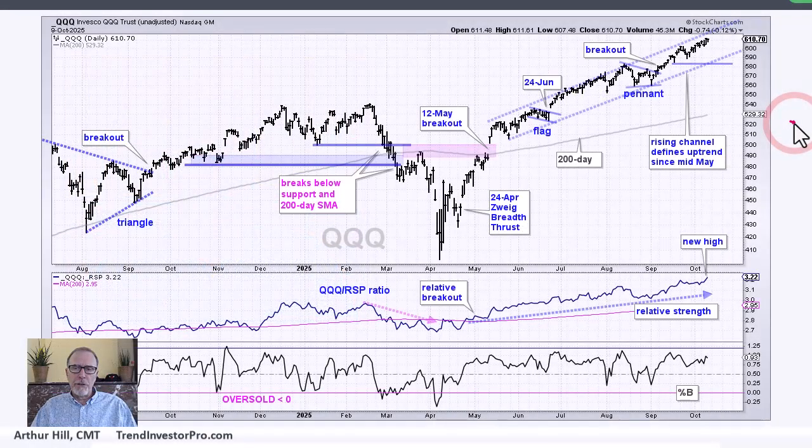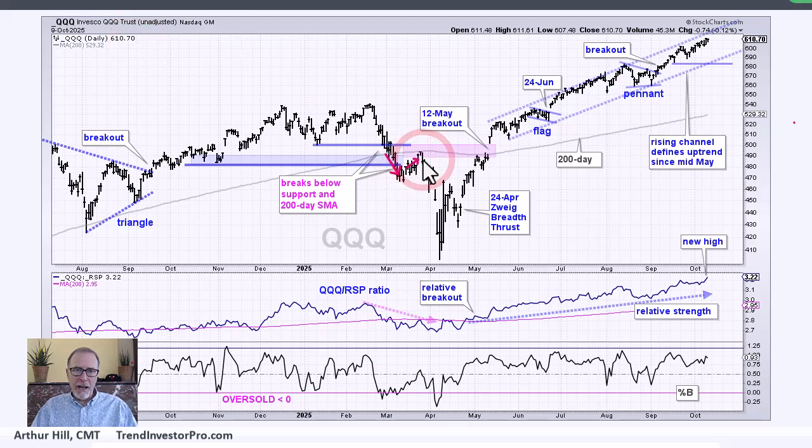So here is QQQ, and I want to start off with the sequence where we move from a downtrend to an uptrend and what happened after that initial uptrend signal. First of all, we had this downtrend signal in March. We clearly broke support levels. We broke the 200-day moving average, and that was a signal that the trend had turned down.